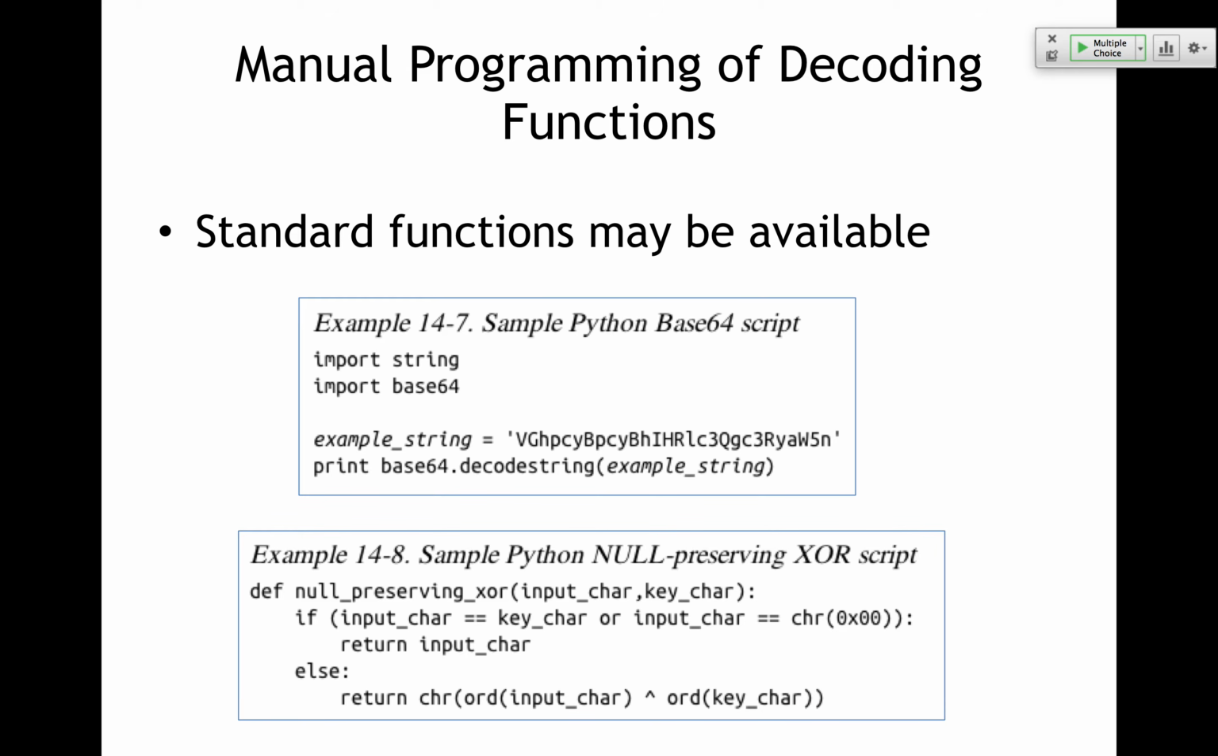Here's Python base64. Here's Python's null-preserving XOR. So you're going through the characters, and if it's equal to the key or 0, leave it alone. Otherwise, return this XOR key, and the caret is the XOR command. So it's very easy to do this stuff in Python, and that's how I always do it. Rewrite in Python. It only takes about 4 lines of Python to do any kind of cryptography you want.